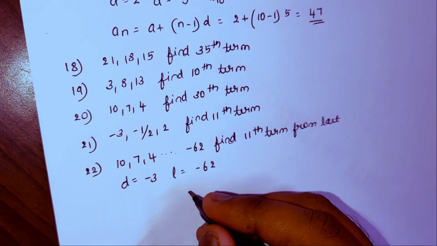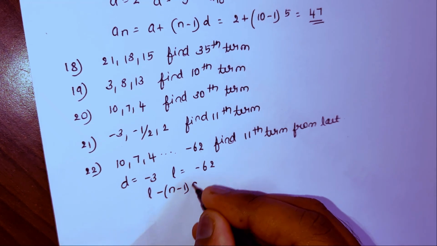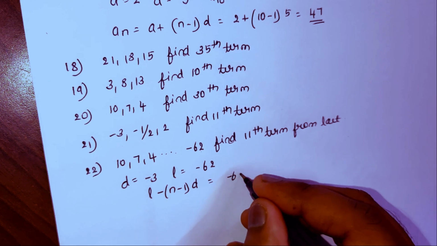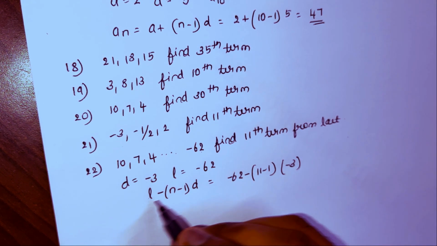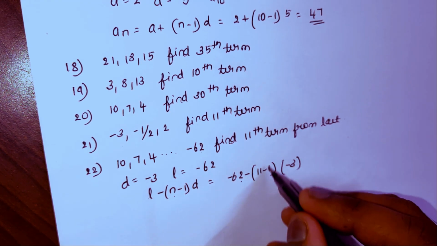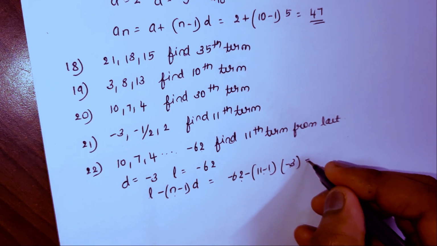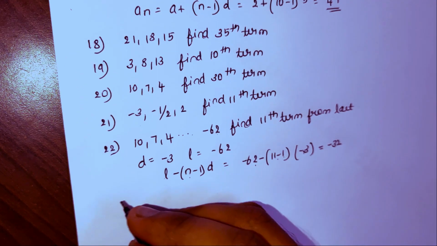So the nth term of an arithmetic progression from the last is l minus n minus 1 into d. 11th term from the last is minus 62 minus 11 minus 1 into minus 3. l is minus 62, n is 11, minus 1 into common difference minus 3. You will get the answer, that is minus 32.